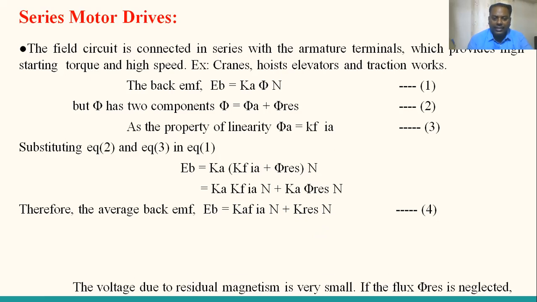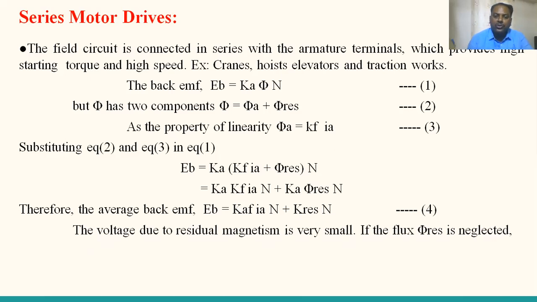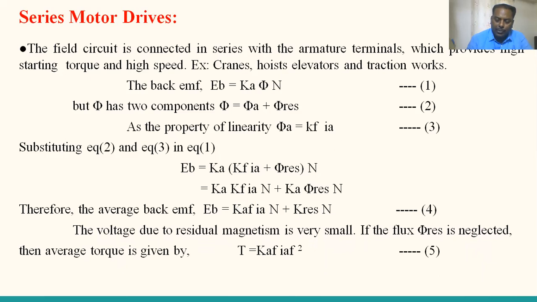The voltage due to residual magnetism is very small, so the residual flux phi RES can be neglected. Therefore, the average torque in a series motor is directly proportional to phi into IA. But phi is directly proportional to IA or IF, because IA is equal to IF in a series motor. So torque is directly proportional to IA squared. To remove the proportionality constant, the torque constant, T is equal to KAF into IA squared.